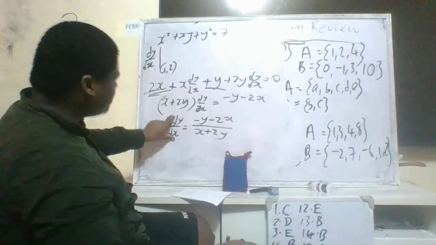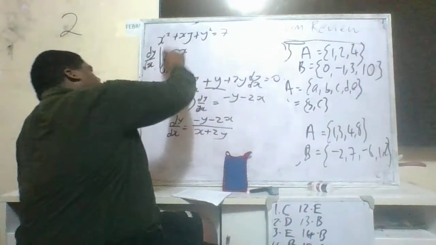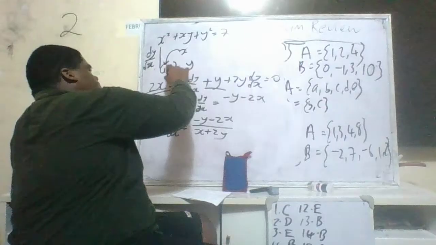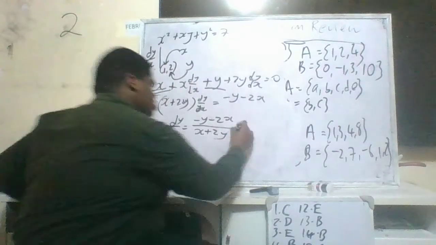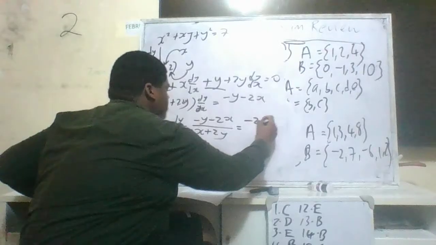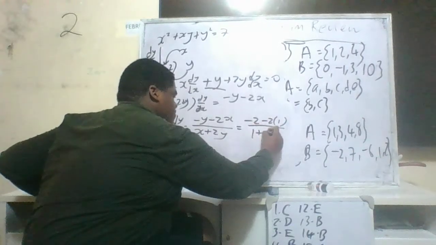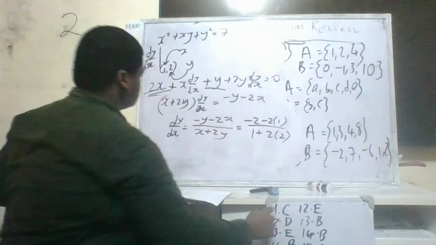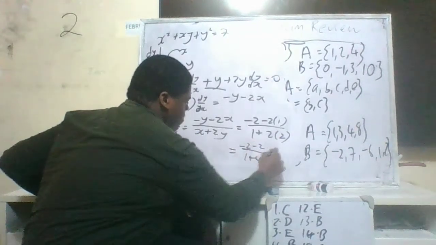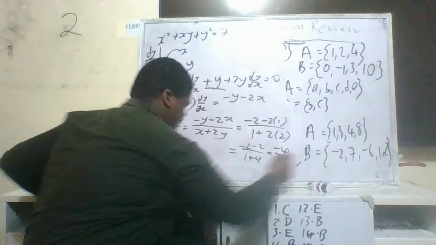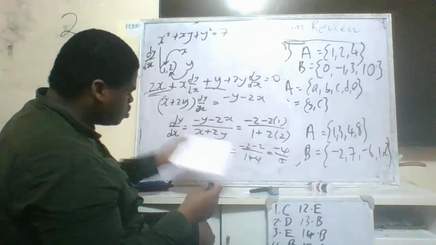Remember, we're finding this derivative at the point where x is equal to 1 and y is equal to 2. When x is equal to 1 and y is equal to 2, this is going to equal negative 2 minus 2(1) divided by 1 plus 2(2). This is equal to negative 2 minus 2 divided by 1 plus 4, which is equal to negative 4 divided by 5. Negative 4 divided by 5 corresponds to option B. So that 18 is B.